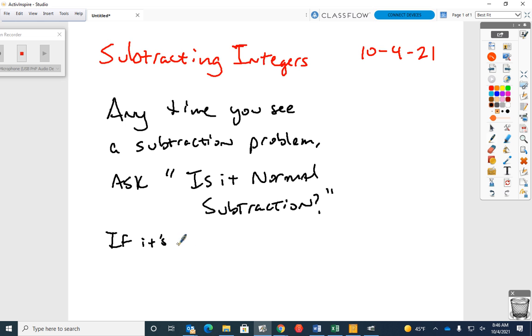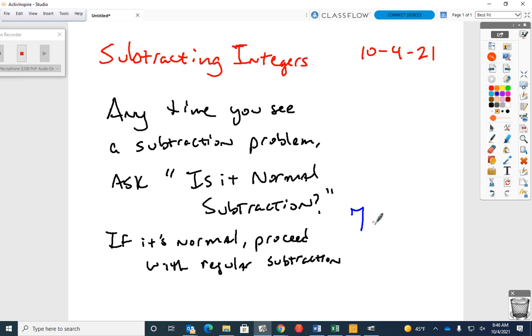If it's normal, proceed with regular subtraction. What we would consider normal subtraction: 7 minus 3 equals. This is normal subtraction because I'm taking a larger positive and subtracting a smaller positive. This is what you've been doing since like first grade, right? So if it's normal, you just proceed. What's 7 minus 3? 4. Bam, we're done. You with me so far?